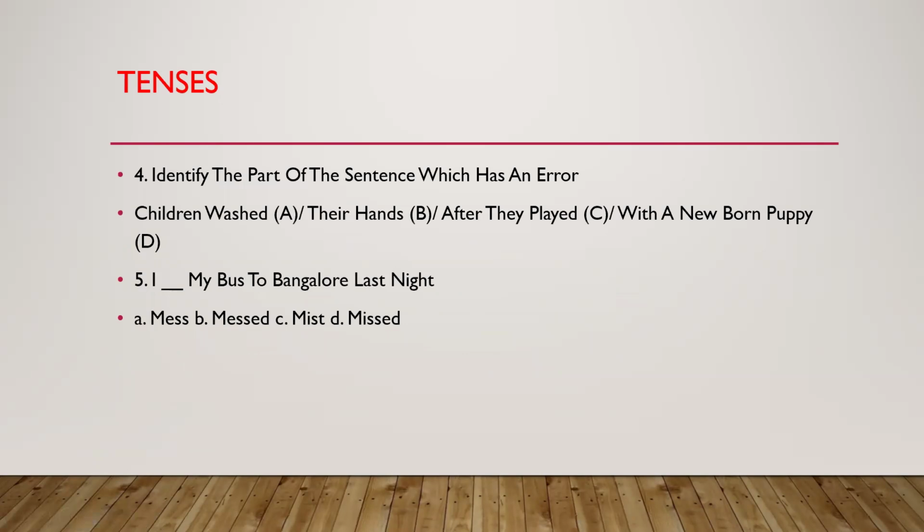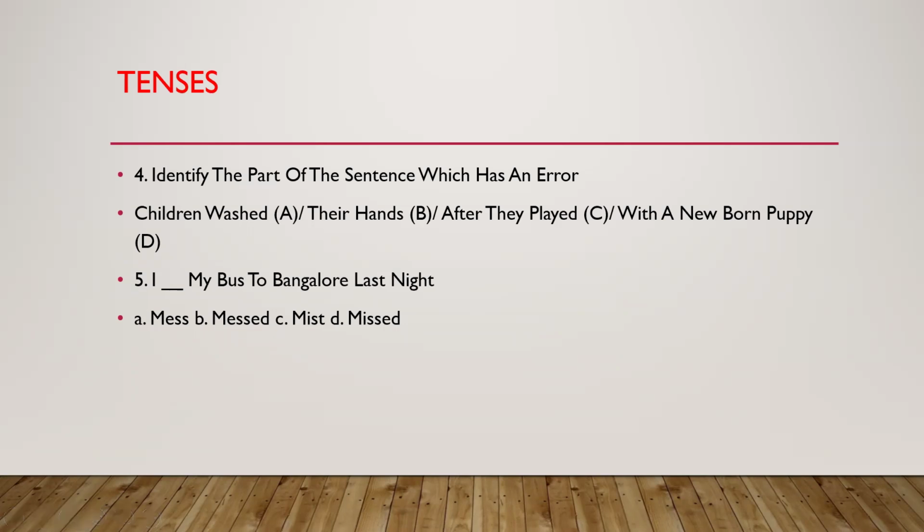Now let's clear all my drawings. Now let's see the fourth one. Identify the part of the sentence which has error. These types of questions many of them ask, either in BTech, MNC, groups, SI, TET, DSC. Identify the error part in the tenses. Now let's see where the error is. Children washed their hands after they played with a newborn puppy.